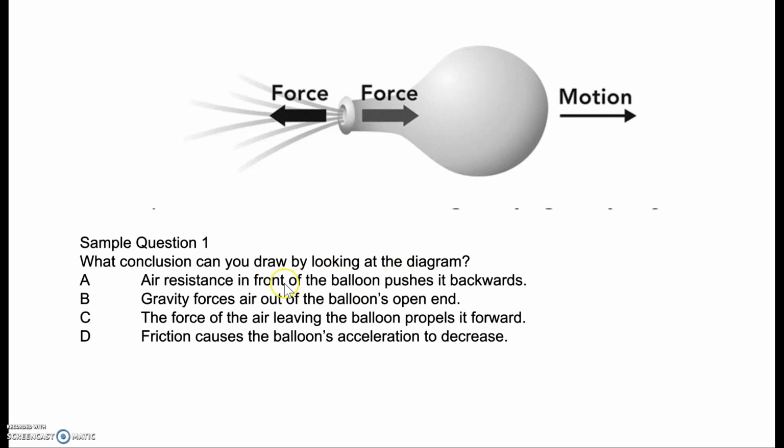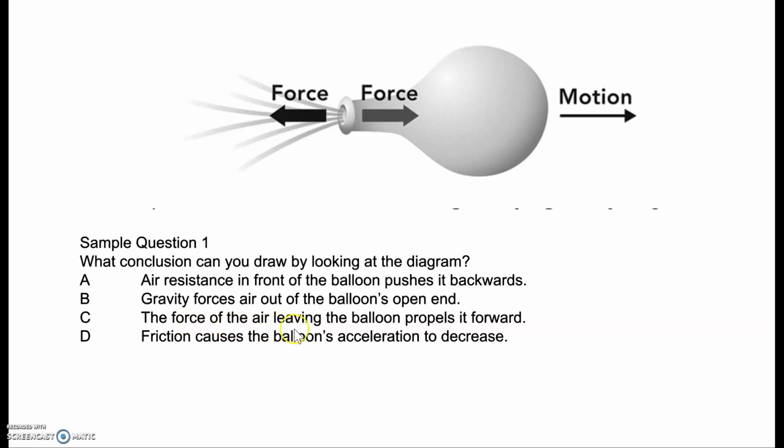Is it A, air resistance in front of the balloon pushes it backwards? Well, we've already determined that the balloon is moving to the right, which is forward, so we know that that is not the answer. B, gravity forces air out of the balloon's open end. Well, what I know about gravity is that it makes things fall to the ground, and this balloon does not appear as if it's falling to the ground.